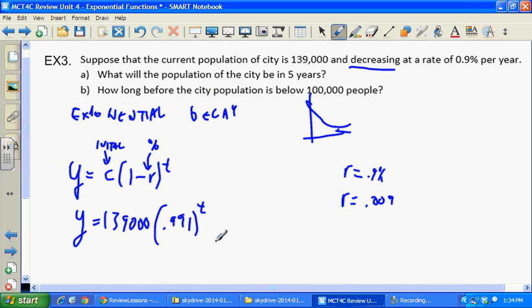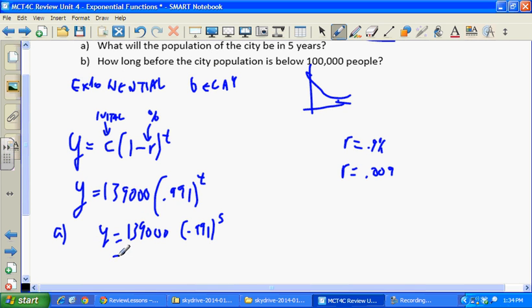And then there's my model, and if I wanted to use the TI-83 to solve these, I'd put this in as a model. What will the population of the city be in 5 years? That's when T is 5, and I can just put that into a calculator in one step. Remember, the city is shrinking, right? It's decreasing, so this should be smaller than 139,000, but it's not going to be much smaller. And I got, after I clunked that into a calculator, 132,857.